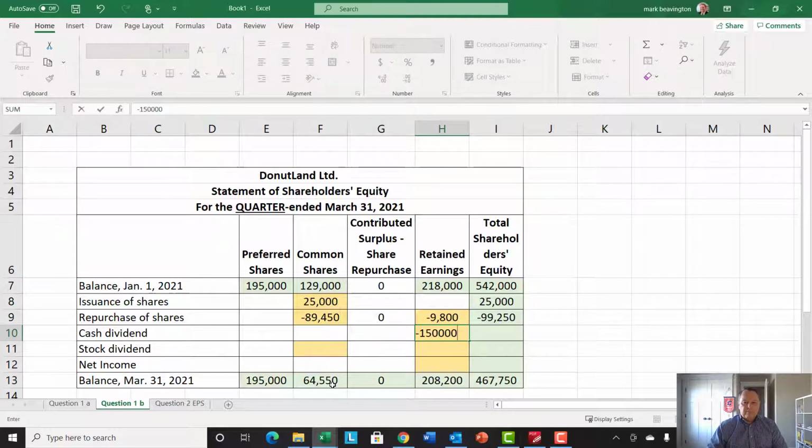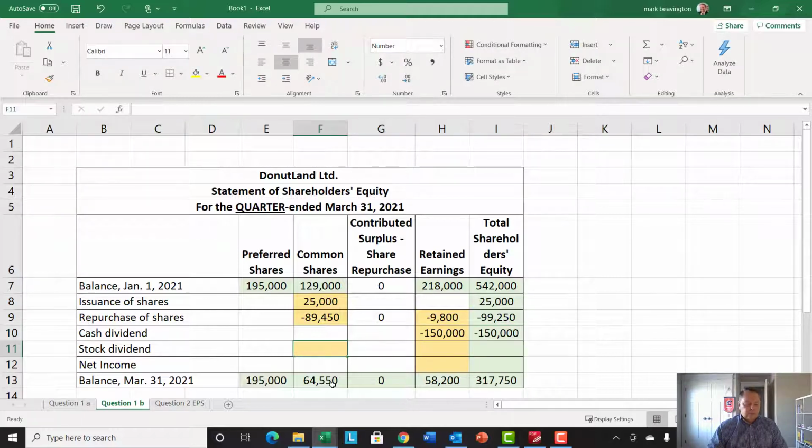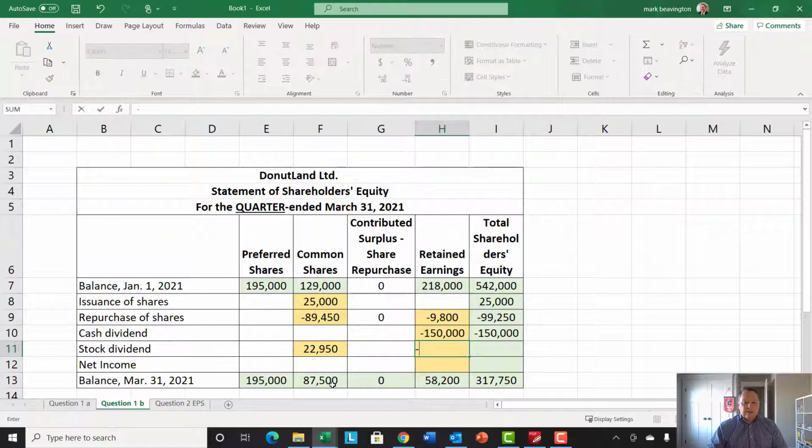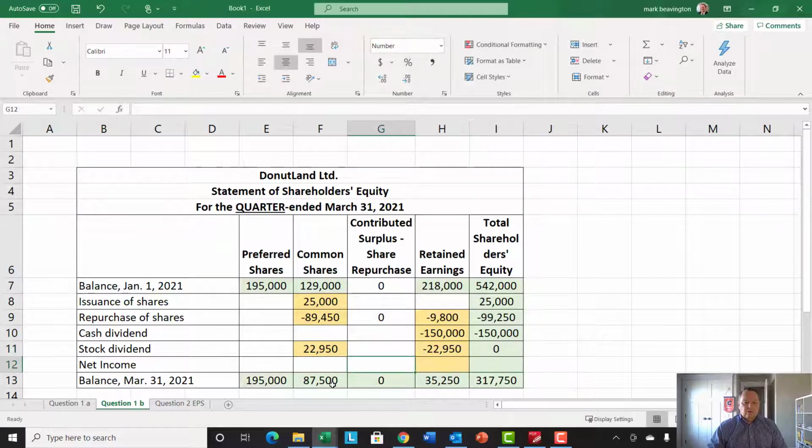And remember, dividends reduce retained earnings, so that needs to come out of there. The stock dividend that we did was $22,950. It created $22,950 in common shares, and because it's a dividend, it has to come out of the retained earnings number. So it doesn't have any impact on the total. It's just shuffling between the two. And then the net income was $85,000, and so that'll increase the total shareholders' equity by $85,000.